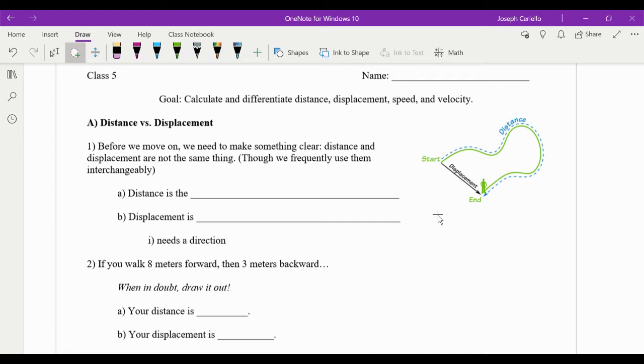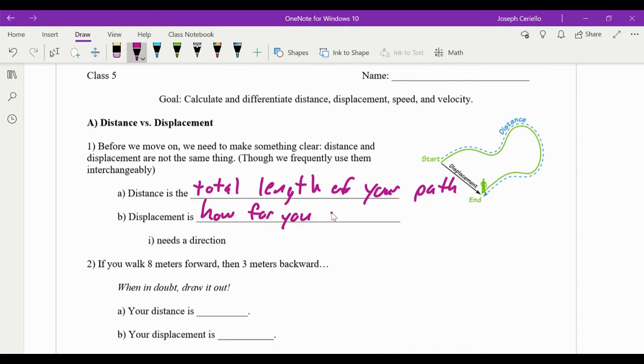So number one says, before we move on, we need to make something clear. Distance and displacement are not the same thing, though we frequently use them interchangeably in our everyday lives. So distance is, as we just said, the total length of your path. Displacement is how far you are from where you started, and not just how far you are, but also in which direction.